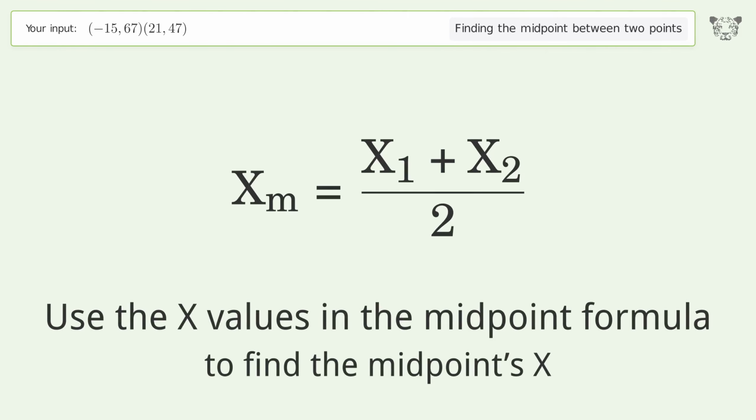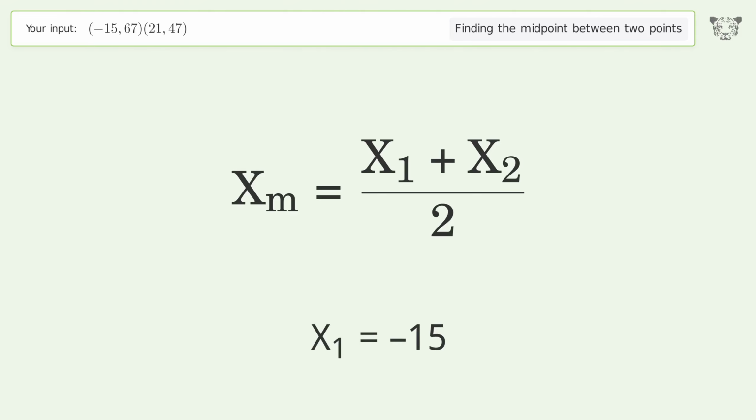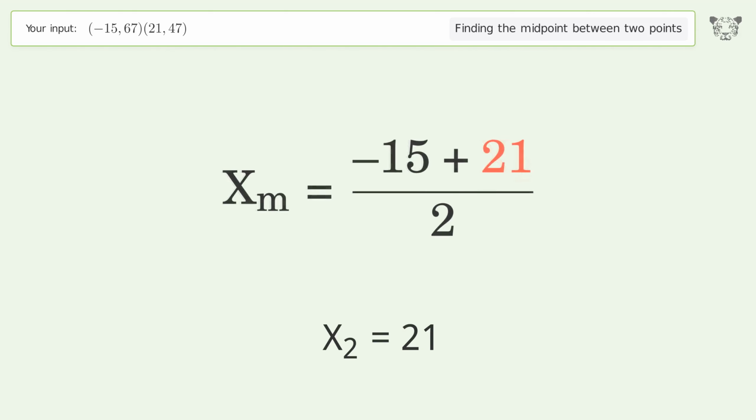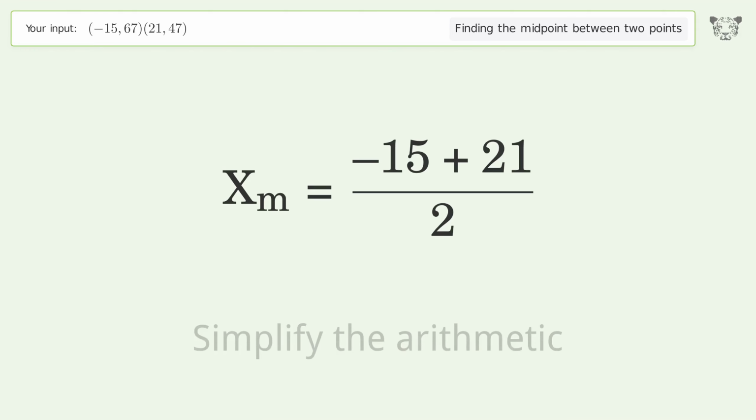Use the x values in the midpoint formula to find the midpoints x. x1 equals -15. x2 equals 21. Simplify the arithmetic.